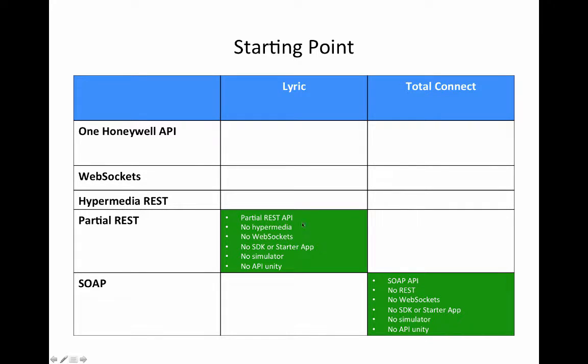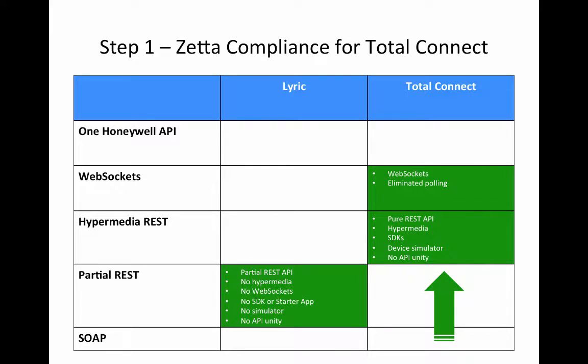On the one hand, with Lyric, we had what we consider to be a partial REST API. It was strong, JSON over HTTP, really easy to understand, but it lacked some of the key attributes that we think of as having pure REST. On the other hand, Total Connect was a SOAP API. In the last couple of videos, we showed you Total Connect leapfrogging Lyric in terms of having a pure REST API with hypermedia and SDKs and a device simulator and so on, including WebSockets and eliminating polling.